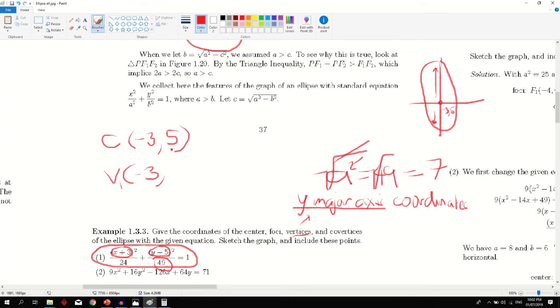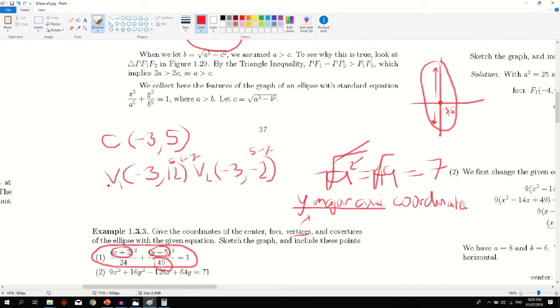Okay, 5 plus 7 is equal to 12. Then vertex 2 will be negative 3, then 5 minus 7 is equal to negative 2. Okay, you get it? So this is 5 plus 7, plus the a. Then this one is 5 minus 7, still the a. So you get how to get vertex 1 and vertex 2.